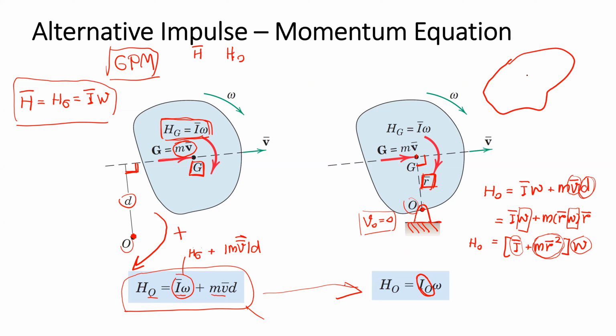If you have any particle, any rigid body, and you know the moment of inertia about the CG of that rigid body, if you want to change the position to be a different point, the moment of inertia about the new point will equal the I bar plus the mass of the rigid body multiplied by the distance between the new point and the point G squared.